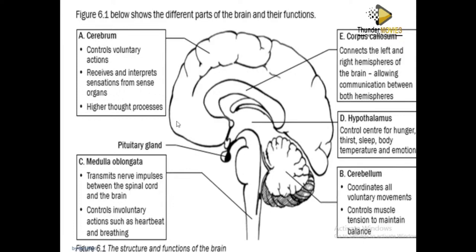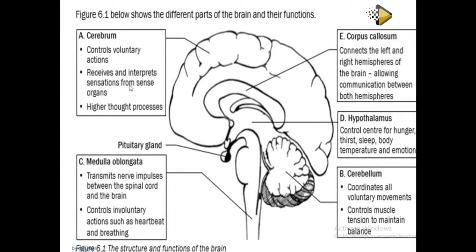Cerebrum is the biggest part of the brain, whereby this cerebrum controls all voluntary actions. When you talk about voluntary actions, these are actions you do on your own will. For example, sitting, standing, raising the hand is an example of voluntary action.